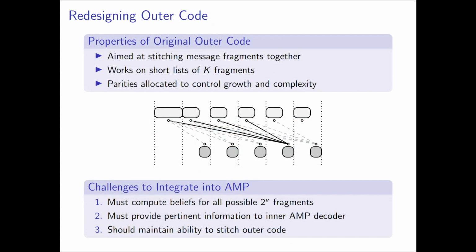The role of the original outer code in coded compressed sensing is singular. It's supposed to stitch fragments together. Also, the decoder operates over short lists of k fragments, and the location of parity bits offers a trade-off between performance and complexity. For the new code, we have two objectives. We still wanted to be able to perform disambiguation at the end, and on top of that, we wanted to guide the AMP iteration process in the right direction. The basic idea is to use an LDPC outer code and employ belief propagation to provide section estimates within the denoiser. Let's see what this may look like.